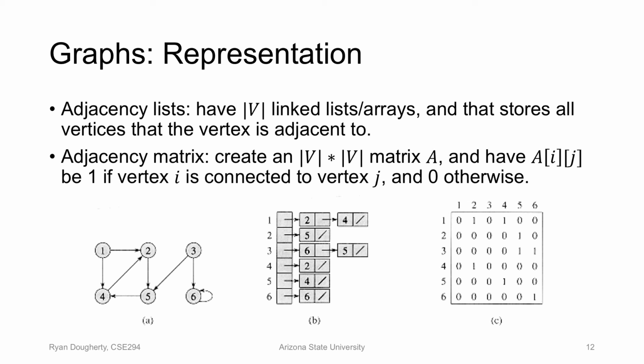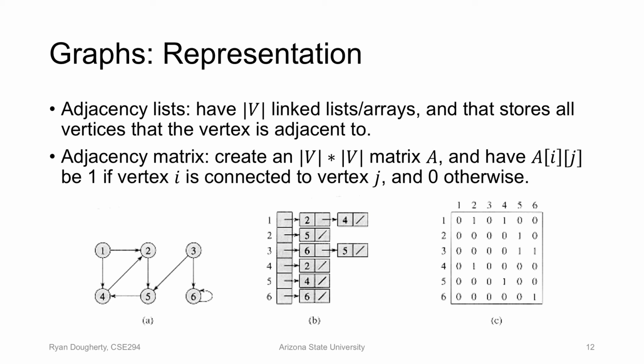But for the adjacency list, I'm not going to be storing all those zeros, right? Because I only consider the vertices that I'm connected to directly. So there's a pro and con of each, depending on what type of graph you're going to be working with.